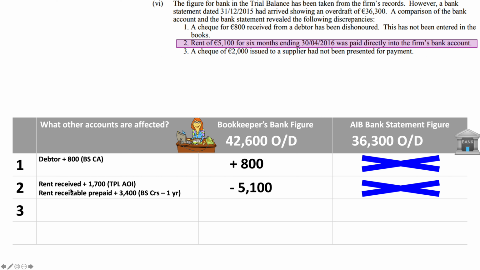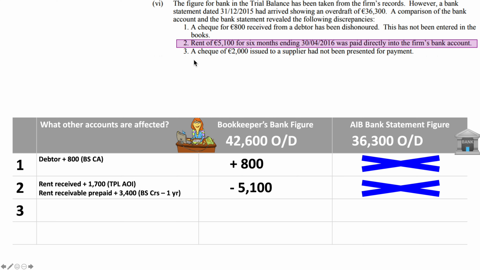So we're going to have rent received 2 months out of the 6 months, which is €1,700, will go into operating income. And then the 4 months prepaid for next year will be rent receivable from our tenants, prepaid, 3,400, will go into creditors minus 1 year. Because our creditors have prepaid us, we owe them that space in whatever building that it is.